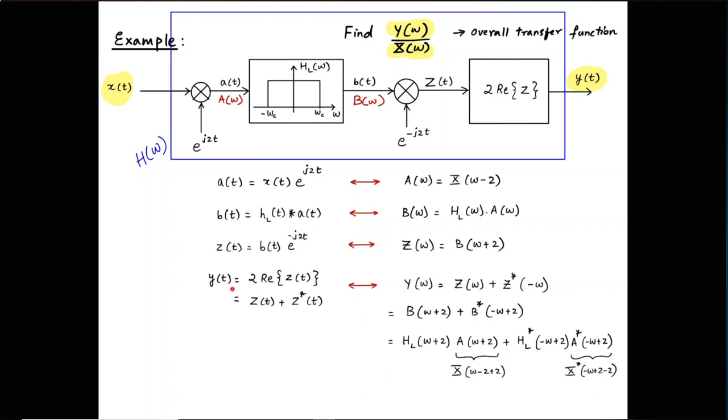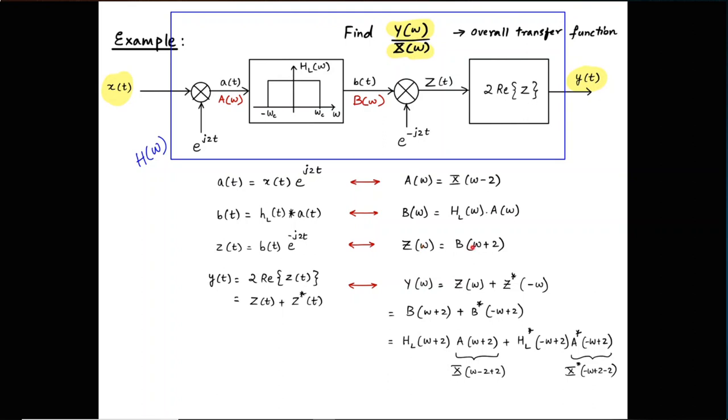Now, the Fourier transform of that is going to be Y of omega equals Z of omega for z of t, plus the complex conjugate of Z of minus omega. That's the Fourier transform of z conjugate of t. Z of omega, now we do the backtracking. Z of omega can be written as B of omega plus 2. Highlight in blue. Z of omega is B of omega plus 2. So we write that. And if I wanted Z conjugate of minus omega, I would simply do B conjugate of minus omega plus 2.